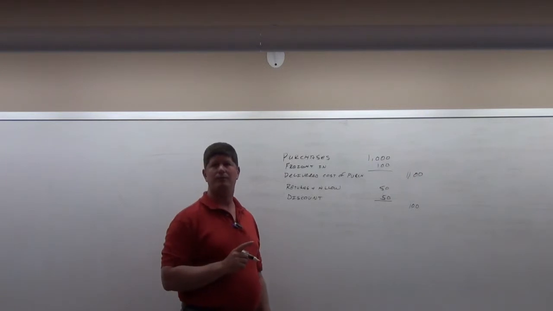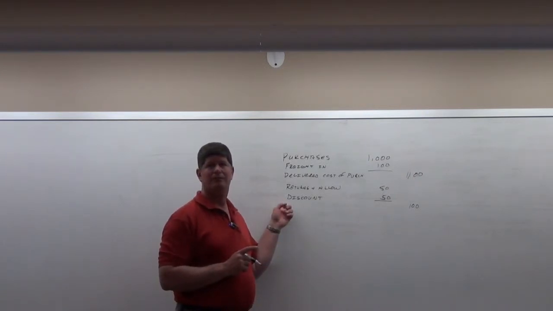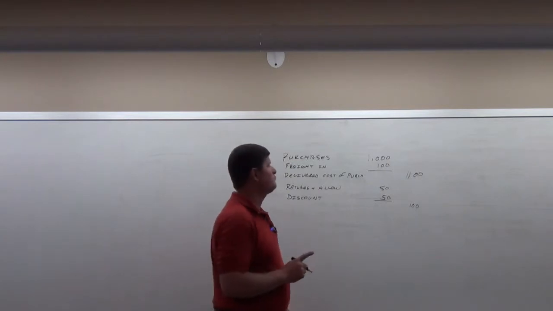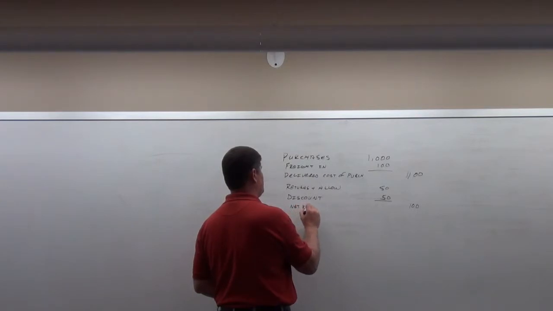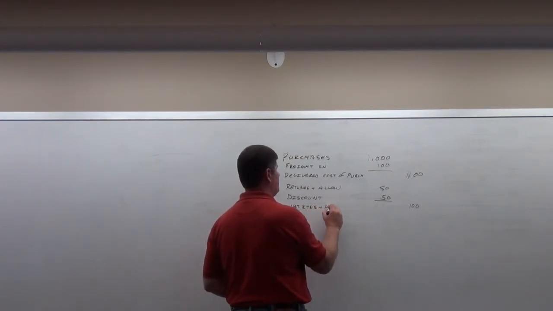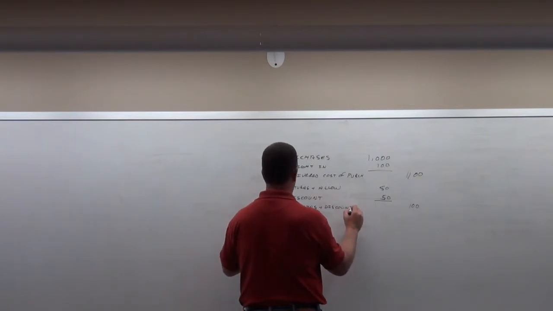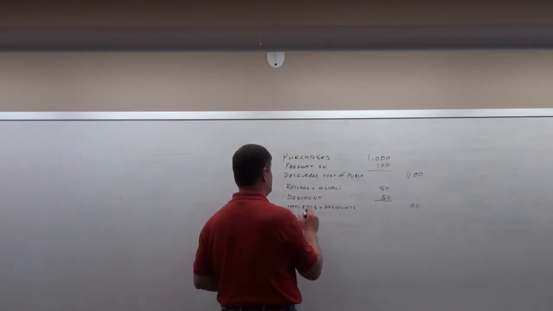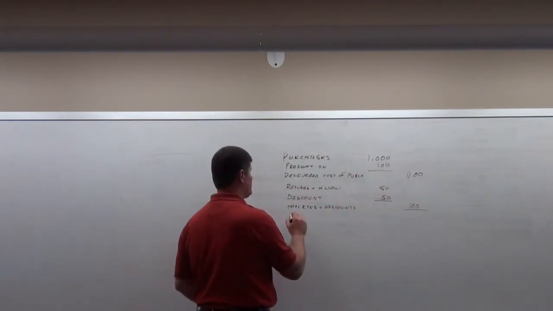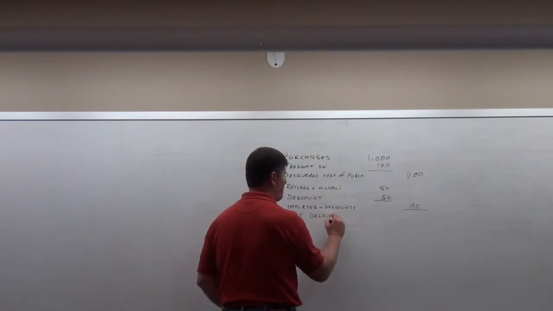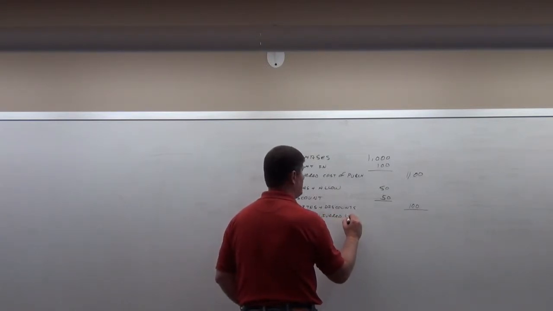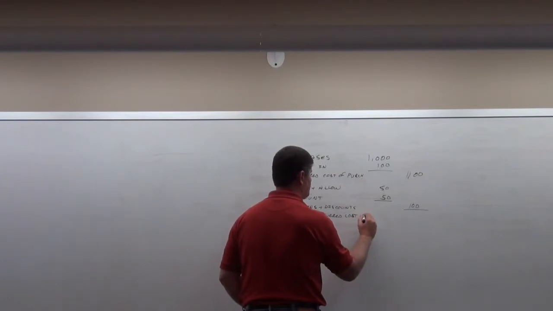And what's that called? No, I don't think there's a specific line for this, right? I'm just going to give it a name here. Total returns and discounts. That gives us our net, and this is where the book goes, net delivered cost of purchases.